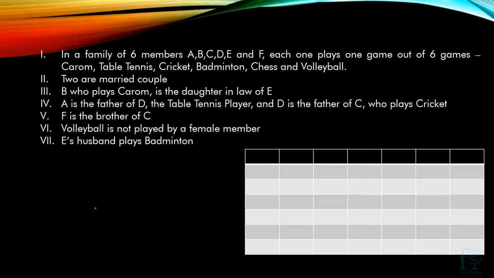Our first step is to draw a table like this. We are going to write here A, B, C, D, E and F. We have to draw a table for this data, then only we will be able to solve. We have two sets of data here: the games played by the 6 members and the relationships between the 6 members. So you have to draw the pictorial map representing the relationships, and you have to draw this table.